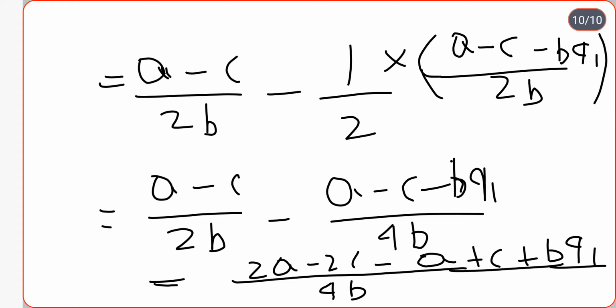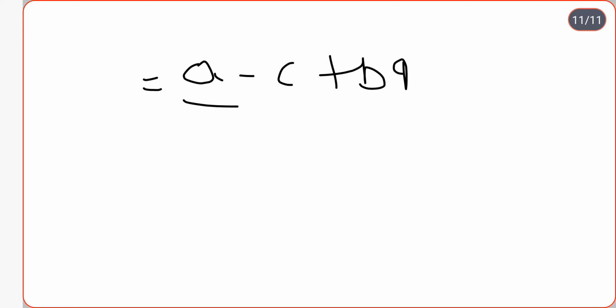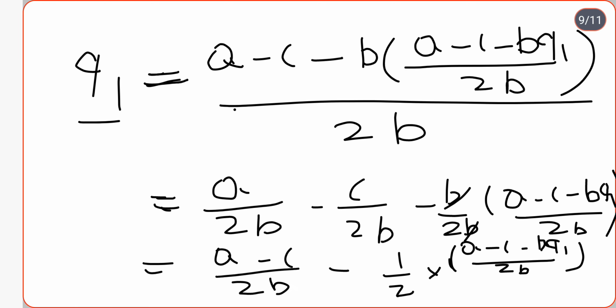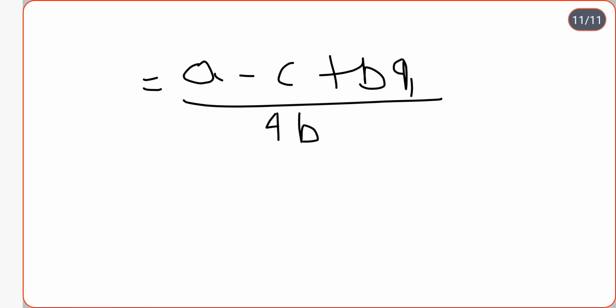From this, I can find out that the value is 2a minus a, which will be a, and 2c minus 2c plus c, which will be minus c. So a minus c plus bq1, divided by 4b, is equivalent to our value, which was q1. Q1 was the value that we are trying to find out.